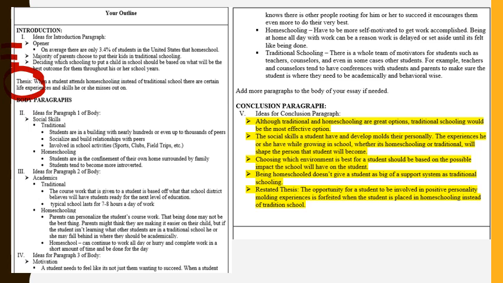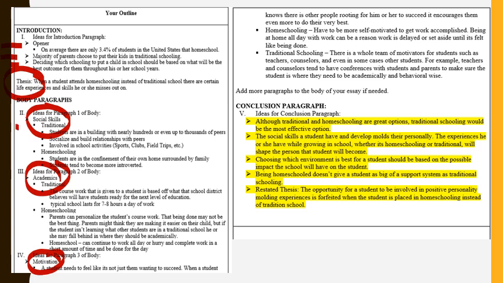They're comparing traditional schooling to homeschooling, and they've chosen 3 different points of comparison. So they discuss social skills, academics, and motivation. And then they compare and contrast those. So social skills, comparing what students receive, traditional schooling versus homeschooling. And then academics, traditional versus homeschooling, and motivation of a student who is homeschooled versus a student who is in the traditional school system.